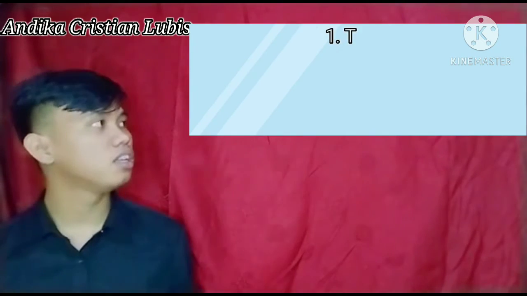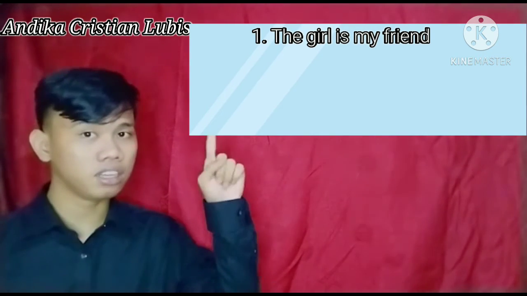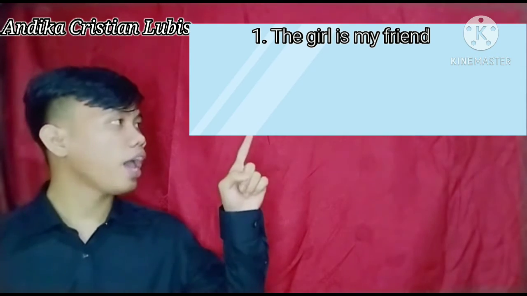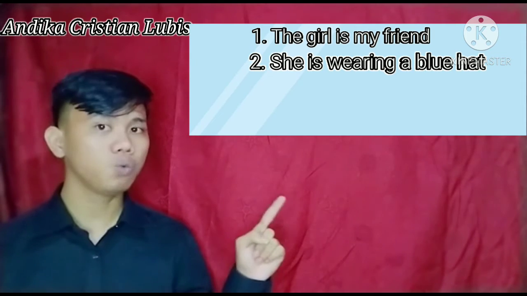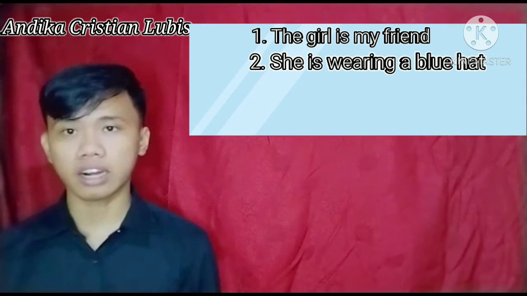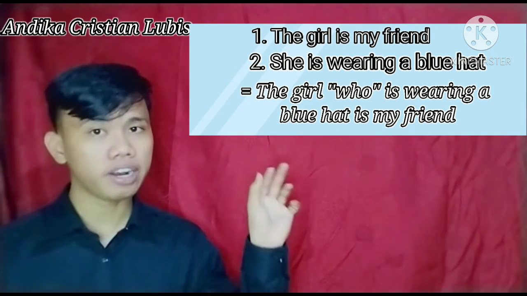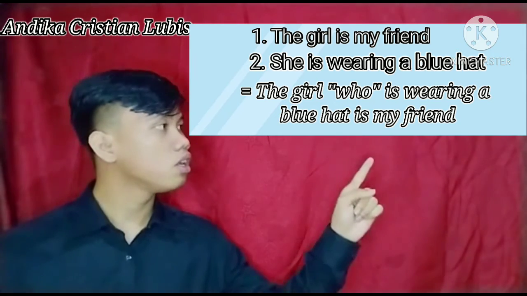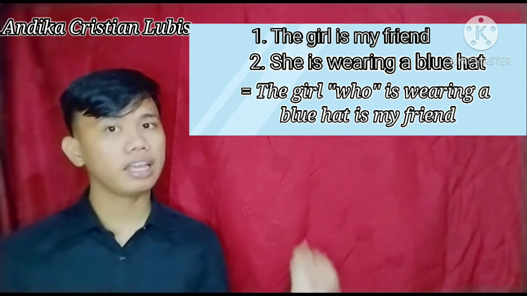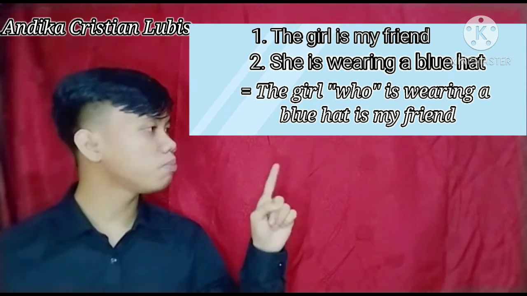Example, I have two sentences. The first sentence is: the girl is my friend. And the second sentence is: she is wearing a blue hat. So we can make a relative pronoun: the girl who, we underline who. The girl who is wearing a blue hat is my friend.